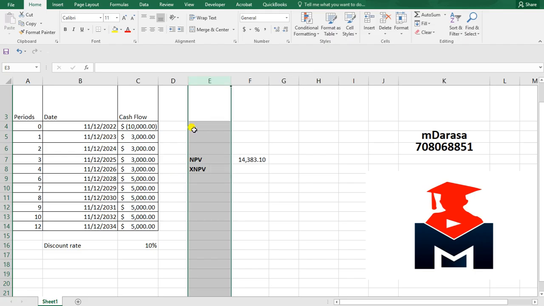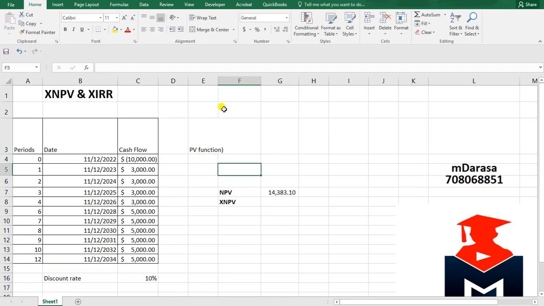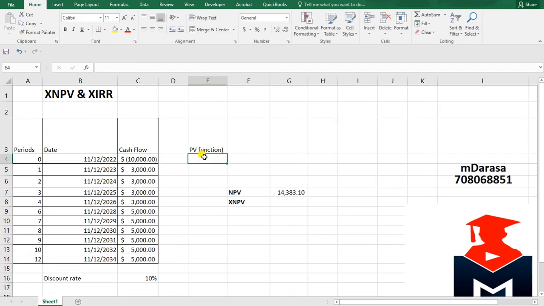Let us use a PV factor. You'll find that if at all we want to prove this, let us use a PV function, basically PV, using the PV present value function, to determine this. I want you guys to understand this concept very, very clearly. Using the PV function, look at it in this case.